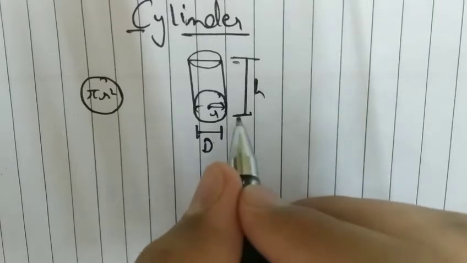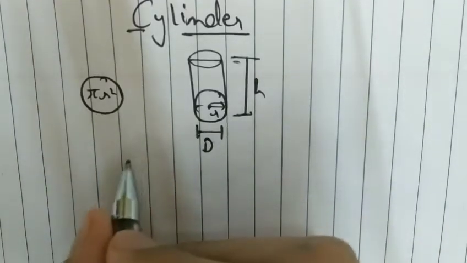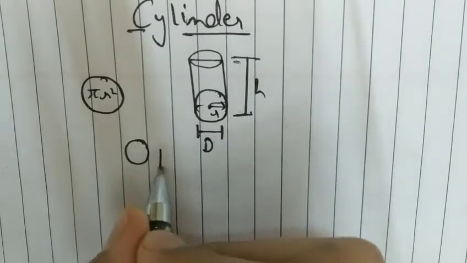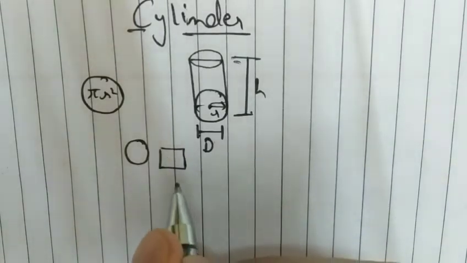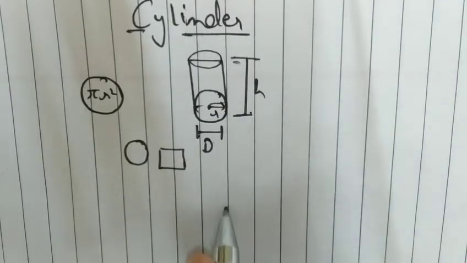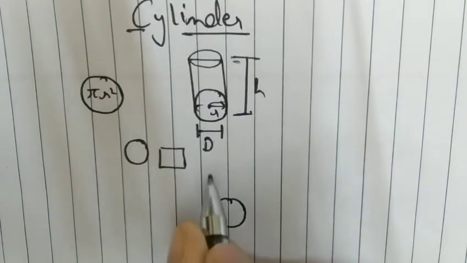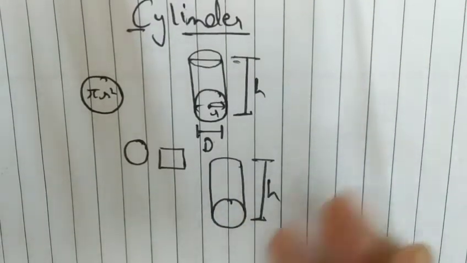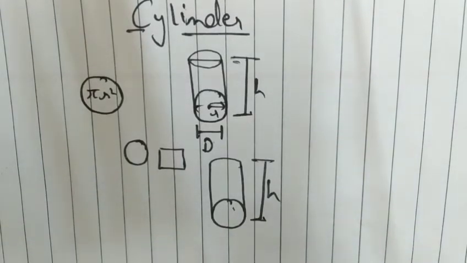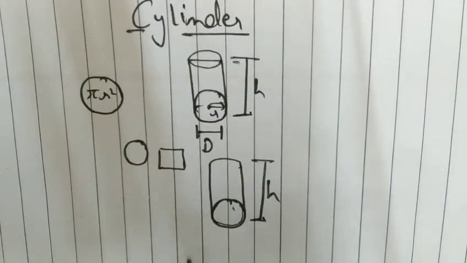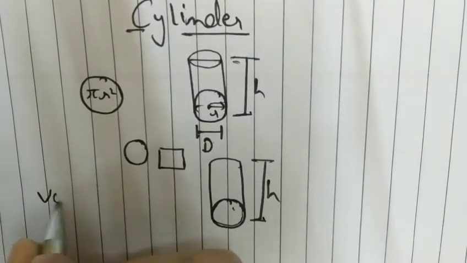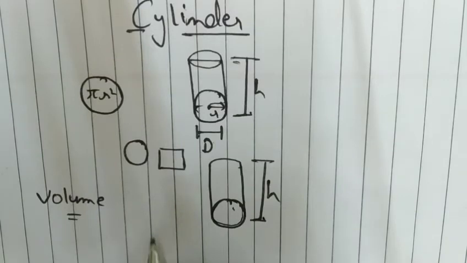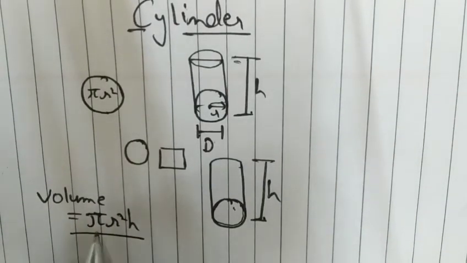Volume of it. So if I take a circle, a 2D shape or a square, they have no volume. Why? Because they have no height. So if I take this circle and stretch it up to a height h, what will be the volume of it now? The area of base, that is circle, into height. Volume equal to area of circle. Area of circle is pi r square and into h. So volume of cylinder is pi r square h.